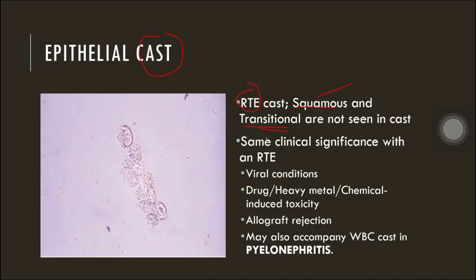So, same lang siya ng clinical significance with an RTE. So, it may indicate tubular injury. Okay. So, aside from that, it may also be present in viral condition. So, drug, heavy metal, chemical induced toxicity. Okay. So, again, same lang siya ng reasons kung bakit siya nag-appear sa urine, same with RTE, allograft rejection, okay, as well as it may also accompany the WBC cast in pyelonephritis. Since again, pyelonephritis is a tubular or interstitial disorder.